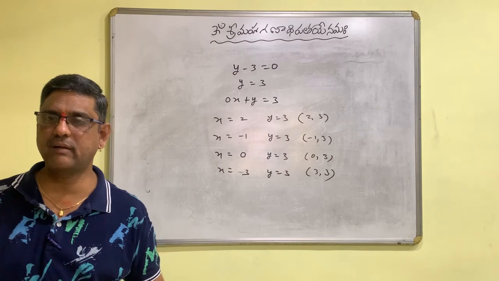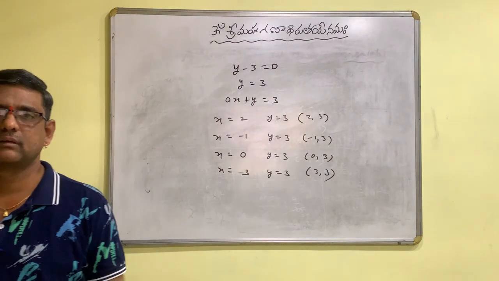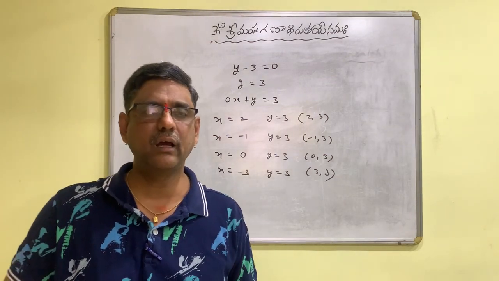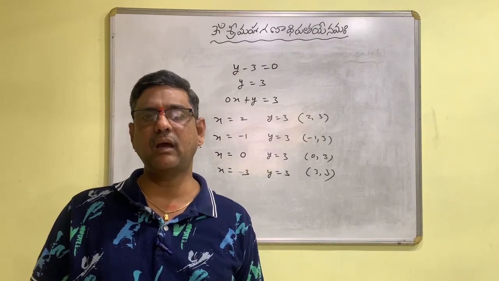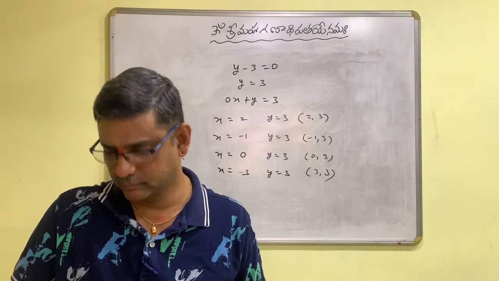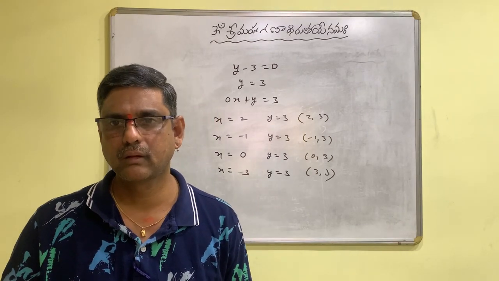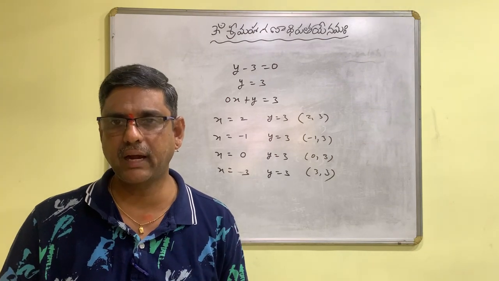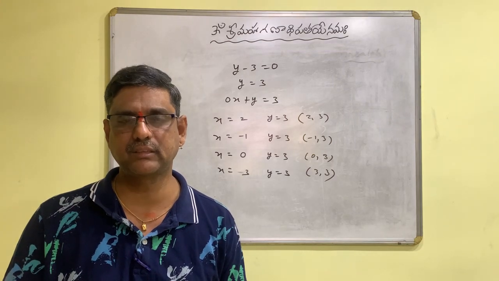3 units, constant y value. Yes. You need to draw the graph. Draw the graph and tell me, are you getting a straight line or not? If you are getting a straight line, how is it? Parallel to x-axis. Correct. You will get a straight line parallel to x-axis and at a distance of 3 units from x-axis.